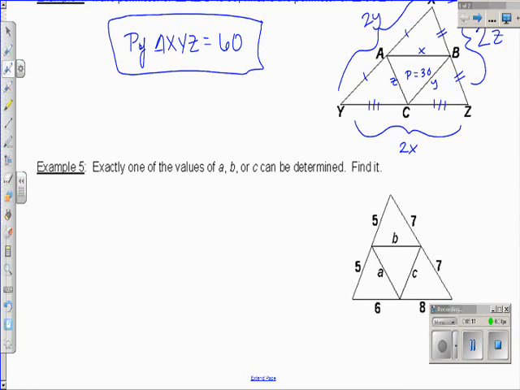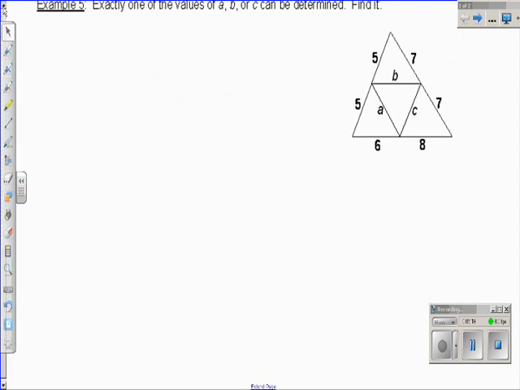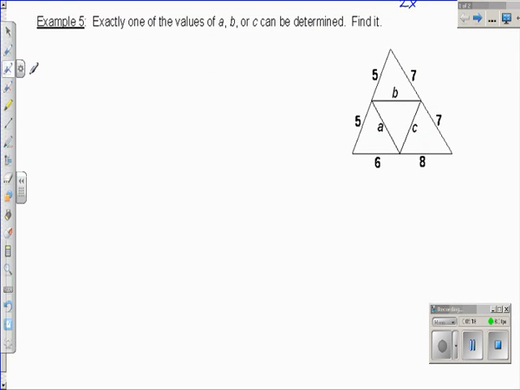On example 5, it tells you that exactly one of the values can be determined. Not all of them, but only one can be determined. The reason is that if you notice this bottom segment, it is not bisected. This side is bisected, which means that B bisected this side length. The right side is bisected, which also means that B bisected that. That tells us that segment B is a midsegment to the base.